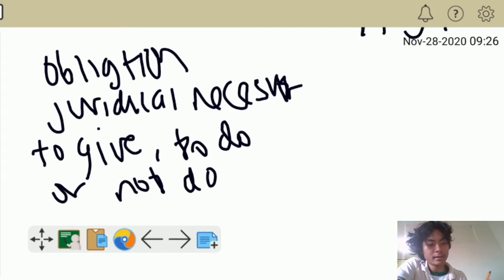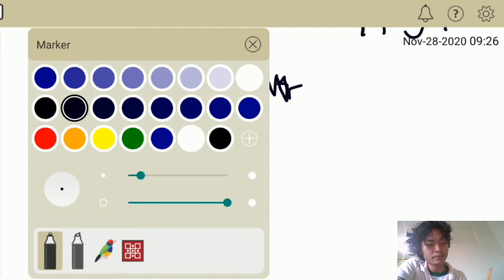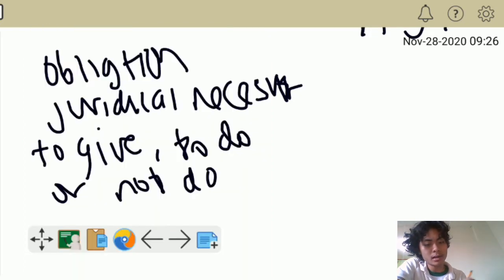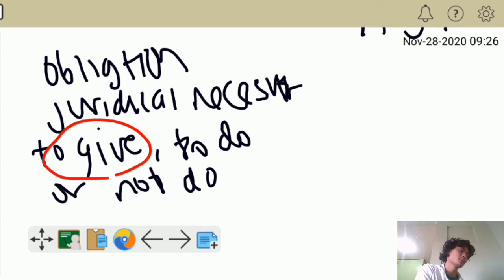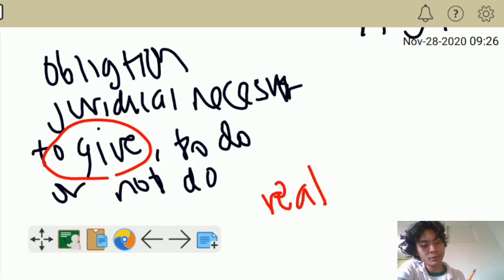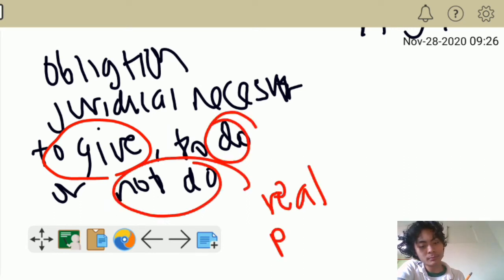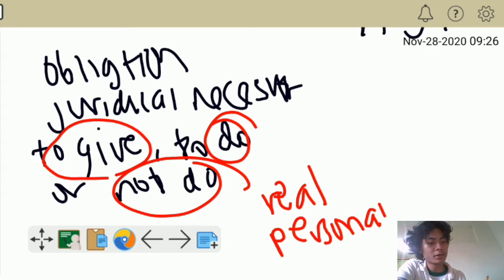Sige, magdagdag tayo ng bagong terms. Kapag to give, it is a real obligation. And to do or not to do, it is a personal obligation. Okay, so next definition, check na is obligation.